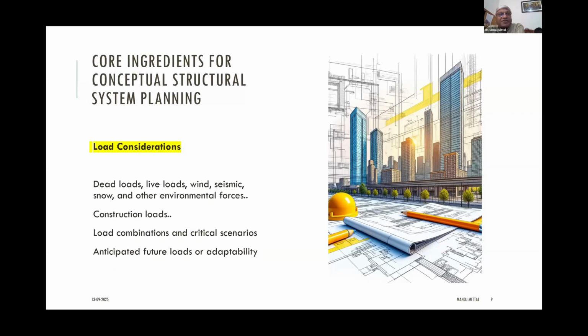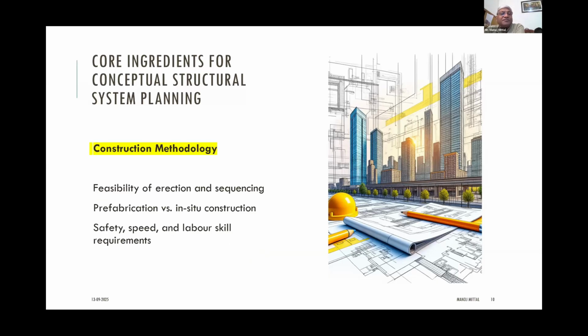We cannot say we have not considered the provisions of the IS code or some other standards in the conceptual stage, and hence it is not possible to do the detailed engineering now, and we are finding it difficult. We cannot say that. We have to consider this at the conceptual stage itself. Then this is a construction methodology we will discuss in detail today.